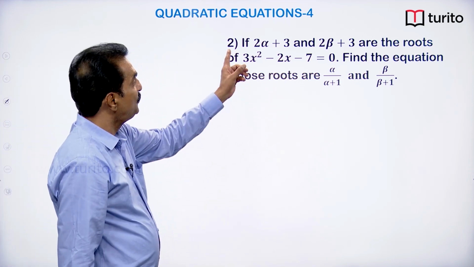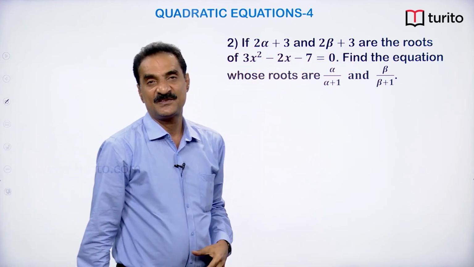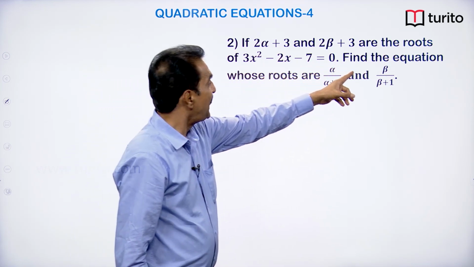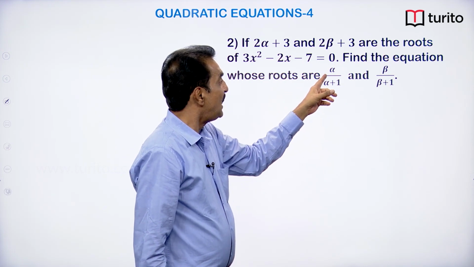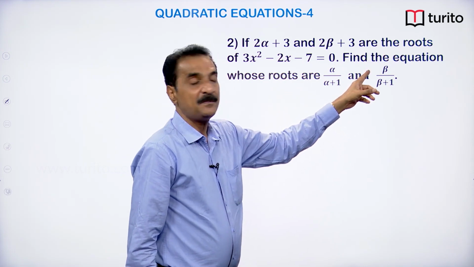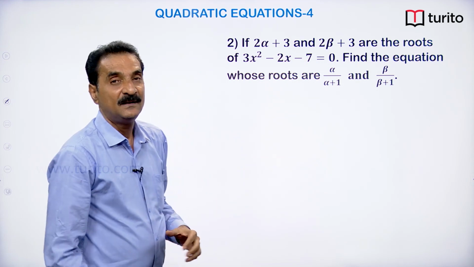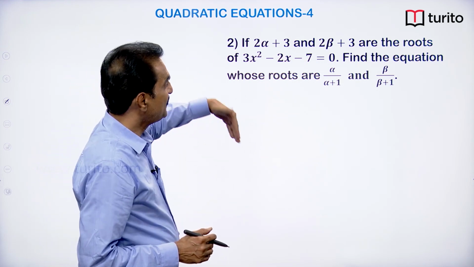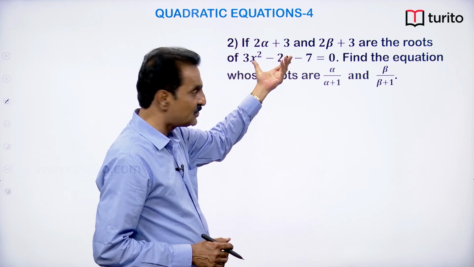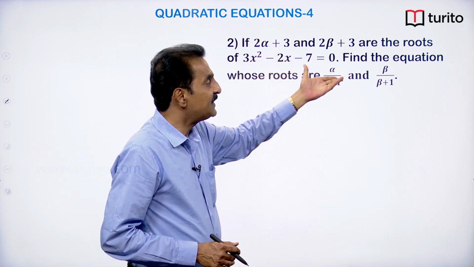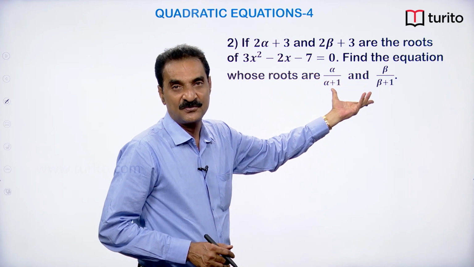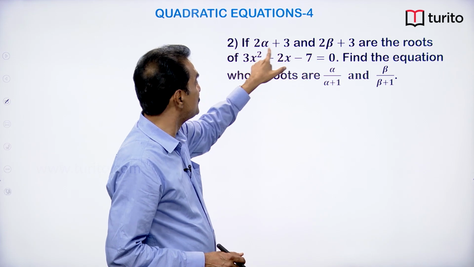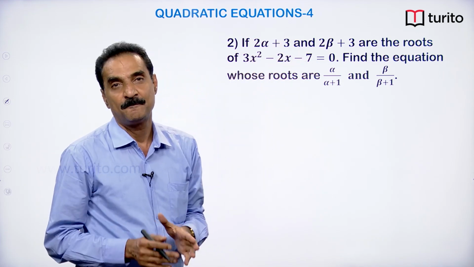If 2 alpha plus 3 and 2 beta plus 3 are the roots of this quadratic equation, find the equation whose roots are alpha by alpha plus 1 and beta by beta plus 1. Here I have slightly changed the question. Initially in the previous question, alpha and beta are the roots of the given equation. Find the equation whose roots are the transformed roots. But here even roots of this equation are also given in transformed form.